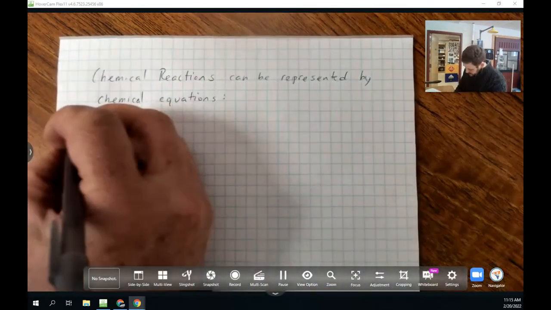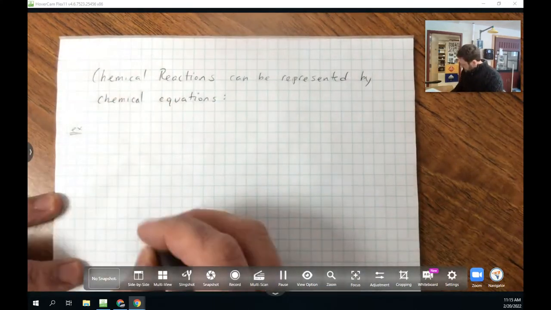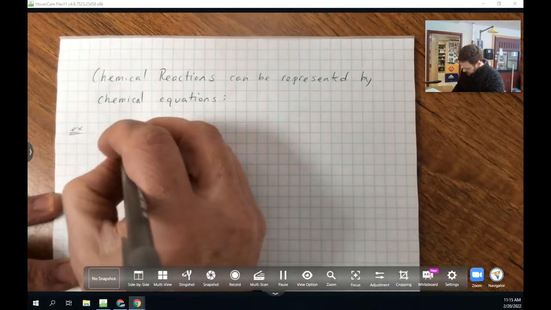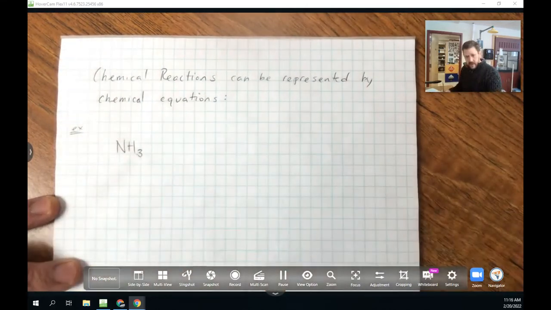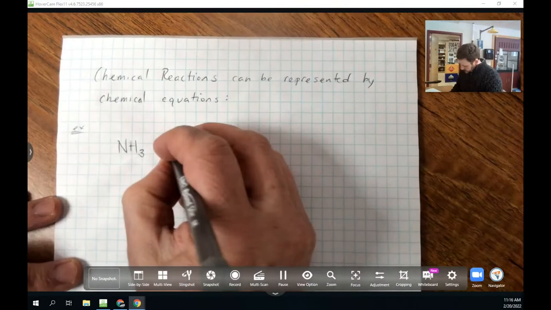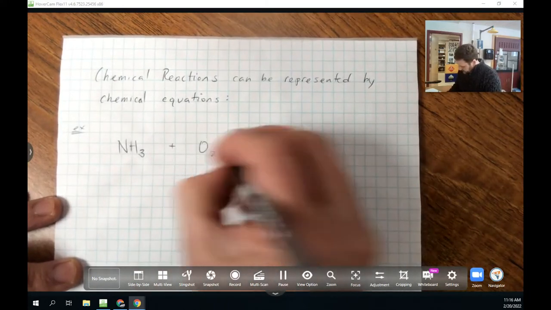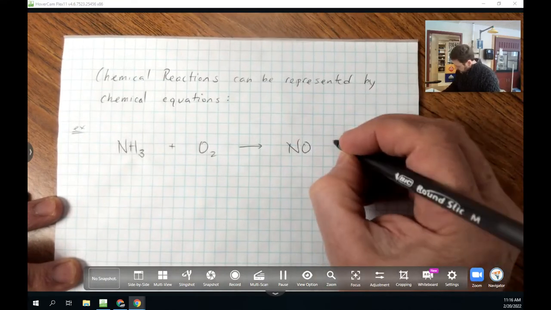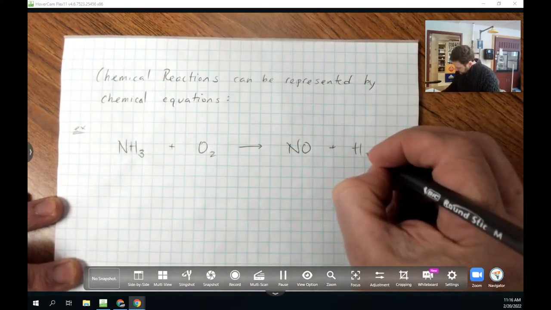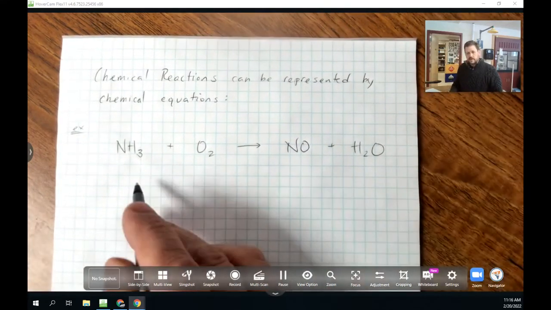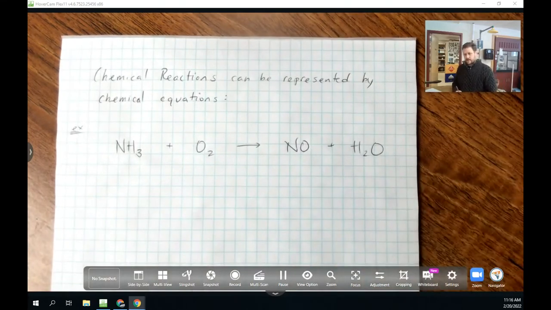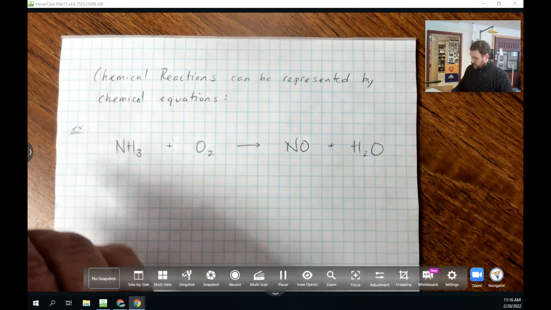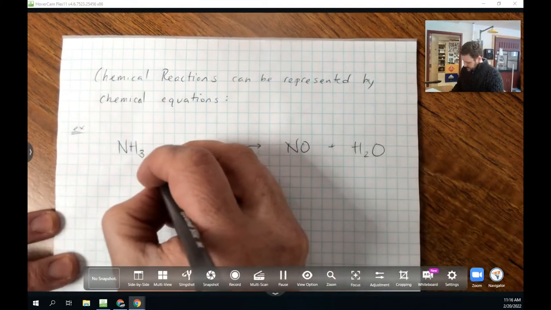The example I'm going to give to begin with here is a reaction in which a substance called ammonia, NH3, reacts with oxygen, O2, to form nitrogen monoxide and water. Now, here we should already know that these are the reactants and these are the products. This is a reaction that happens to occur with all reactants and products in the gas phase.